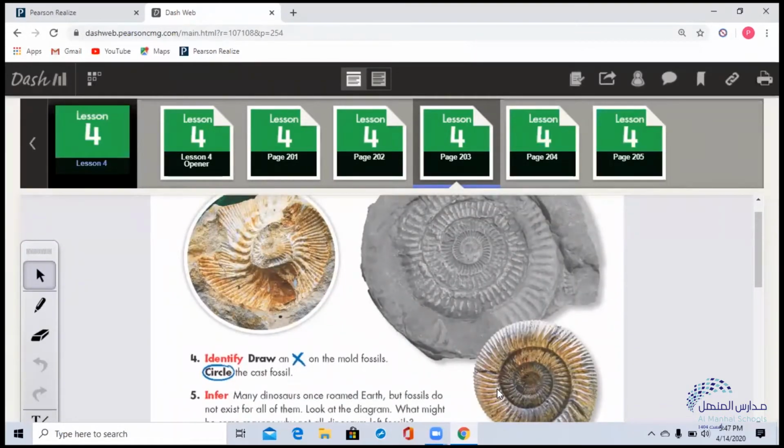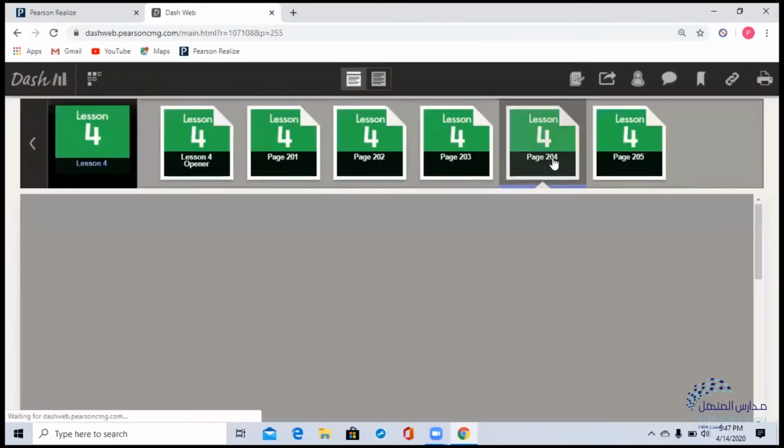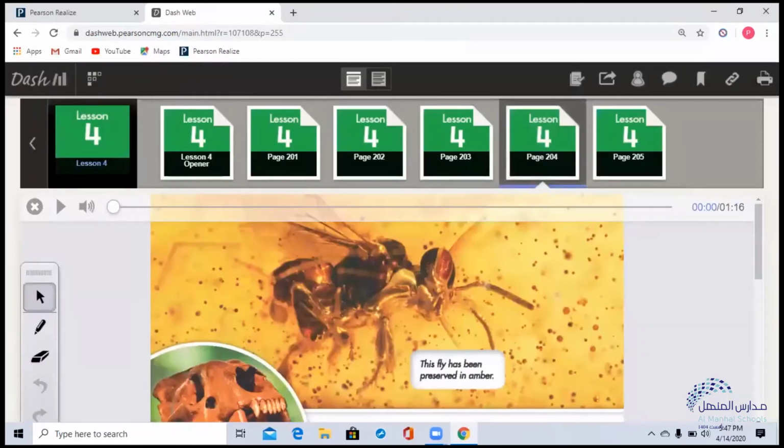So these are three types of fossils that we find. We get a mold fossil. A mold fossil is the remains and an empty space within the sediment. This is a cast fossil that shows what the remains of the dead animal or the organism that lived long ago looked like.